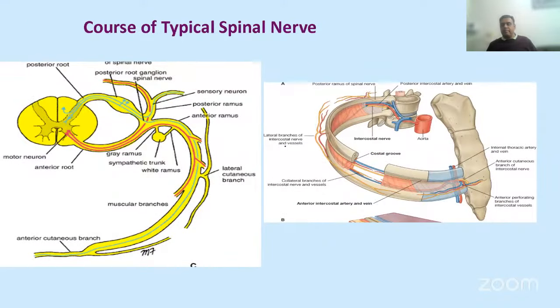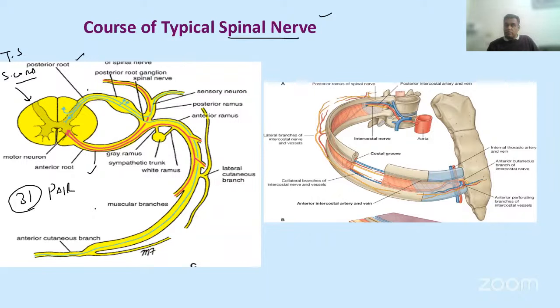Now, before the detailed brachial plexus, we have here the course of a typical spinal nerve. Now, what does that mean? That means that you can see a transverse section of the spinal cord over here, right? Having the anterior roots and the posterior roots. Now, when we say spinal nerves, we actually mean all the 31 pairs of spinal nerves, which include the cervical, the thoracic, the lumbar, the sacral, and the coccygeal. So we have 31 pairs.